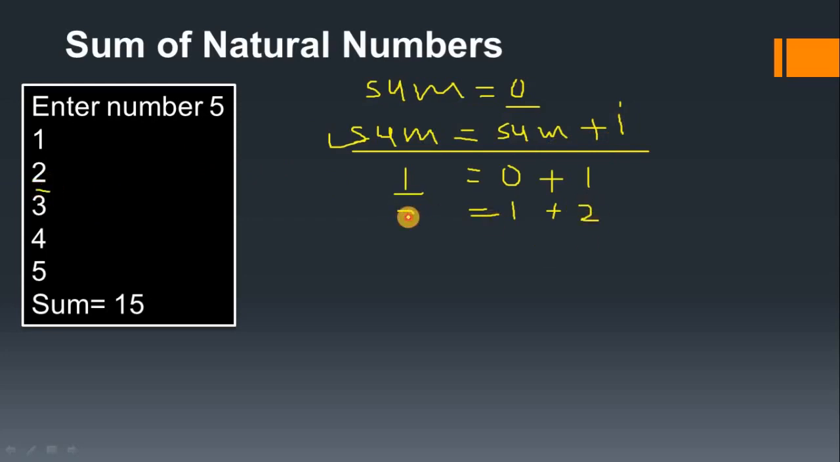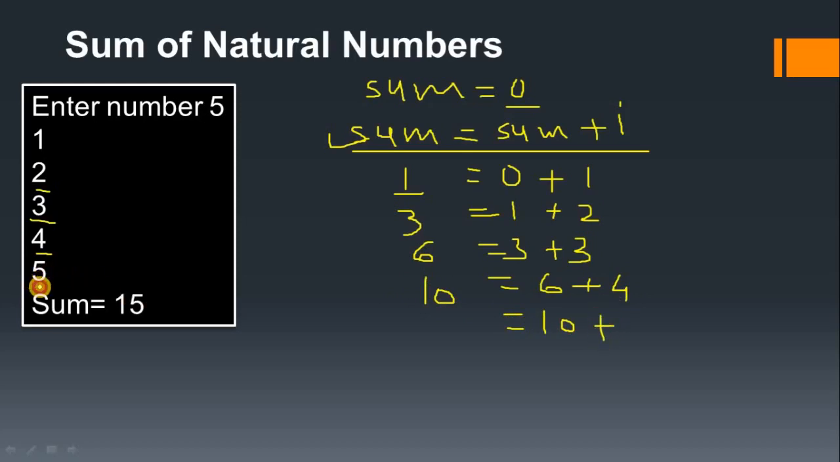So 2 plus 1 is 3, so the sum value is changed, that is 3. Here I am writing 3, and because of the i variable we will get the next value, 3. So 3 plus 3 is 6. Then in the next attempt the sum value is 6, and because of i we will take the next value. In the next case it will be 10, and because of i we will again get the next value. In this way it will perform and you will get the final answer.